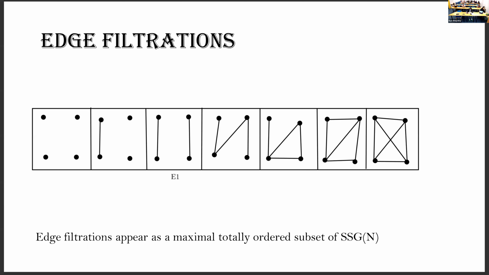Now, if we pause and look, each one of these frames and time instances is, in its own sense, a spanning subgraph of K4, or Kn more generally speaking. So an edge filtration is actually a subset of SSGN. In this case, this edge filtration of K4 is a subset of SSG4. More than this, because of the partial order, edge filtrations exist in SSGN as a maximal chain.